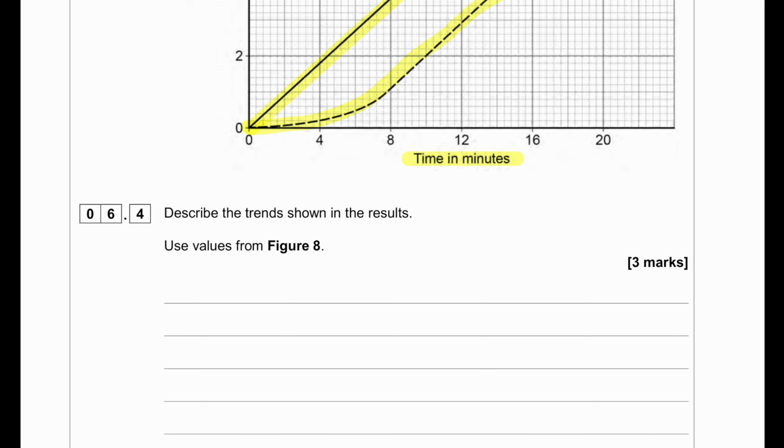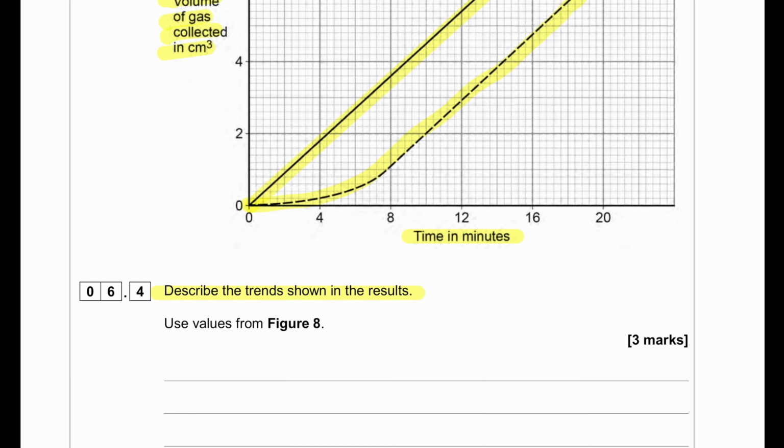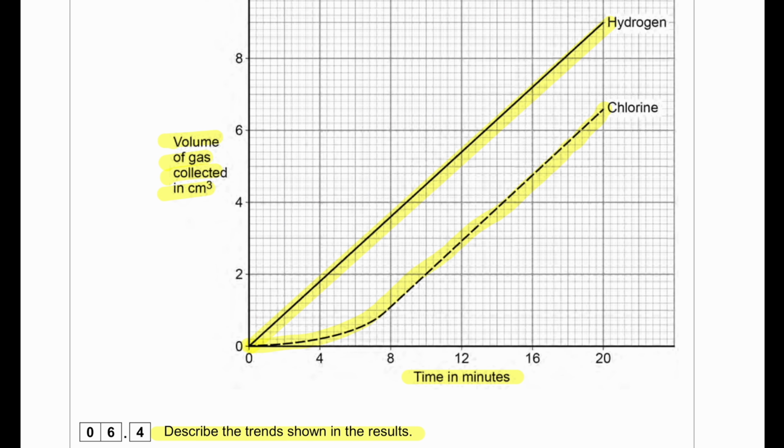So describe the trend shown in both of the results. When talking about trend, we can see both the hydrogen and chlorine have a positive correlation. They are increasing with increasing amount of time. So we will take that as a point.